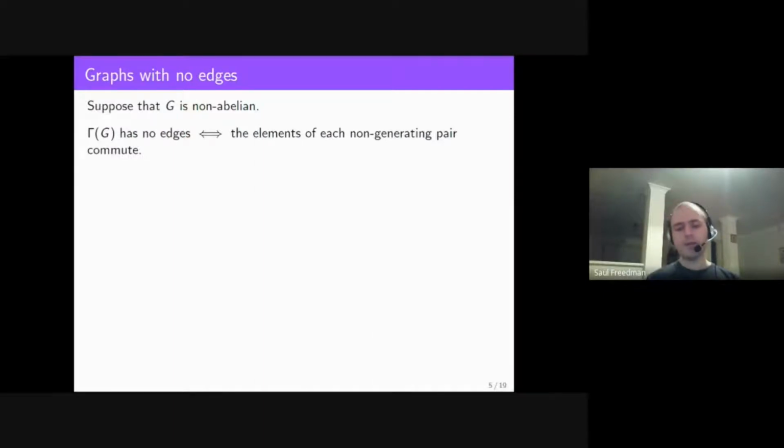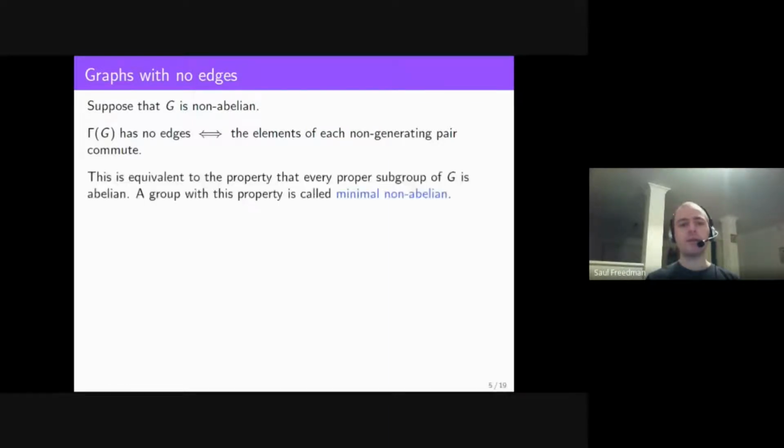Now, note that an edge in the graph corresponds to a pair of non-generating elements that do not commute. And so the graph will have no edges if and only if whenever we have a non-generating pair of elements, those two elements must commute. A non-generating pair of elements means that those two elements lie in a proper subgroup of G.